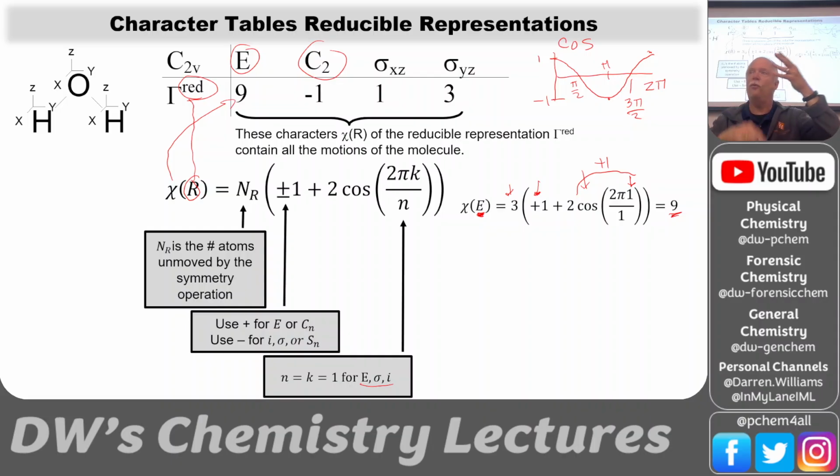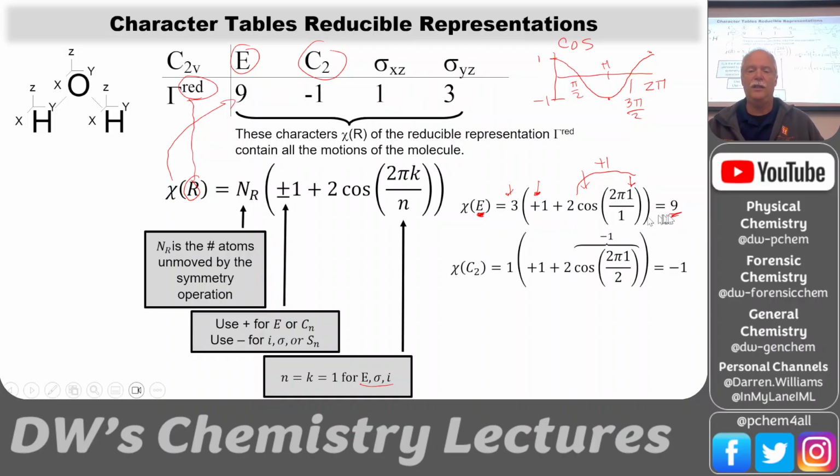Now we only have 4 rows, A1, A2, B1, and B2, so there's going to be a lot of repeats. But we will add up 9 rows to get this reducible representation that represents all the motions in the molecule. Is everybody cool with that? So under E, we should get the total degrees of freedom for the molecule, which is 3n. Okay, let's do this now for C2.